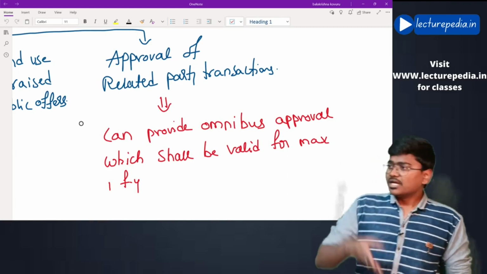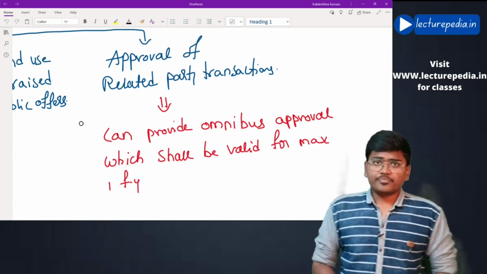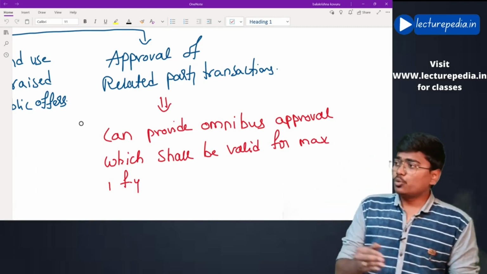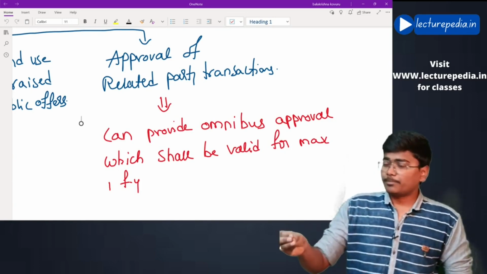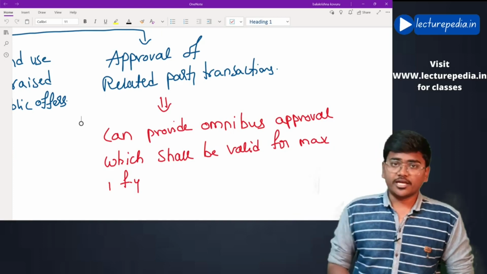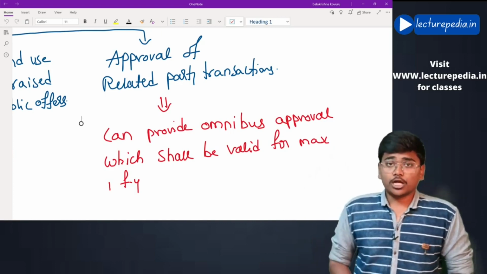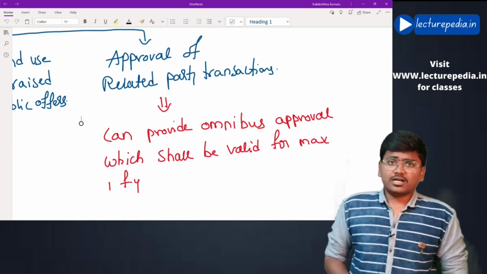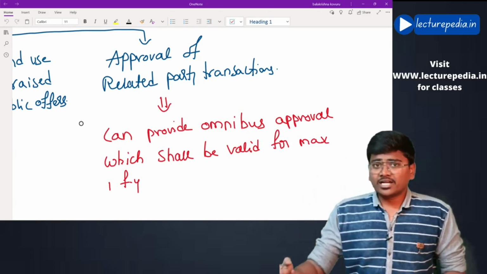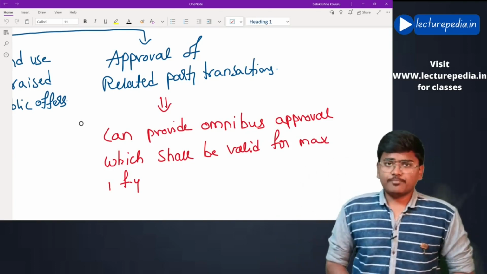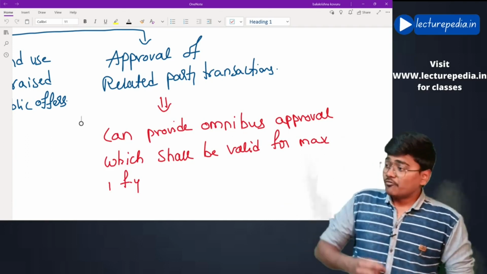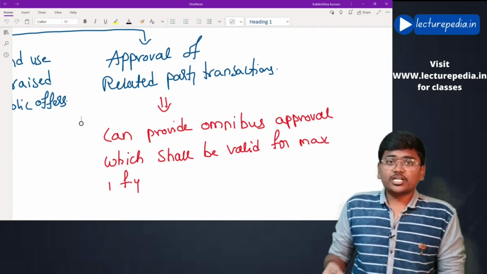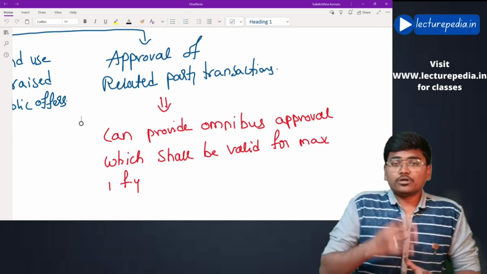That means in a particular year, the company might enter into various related party transactions. Let's say there is one particular person, Mr. A, who is a related party of the company. It is common that the company will be entering into related party transactions with Mr. A at least 4 to 5 times in a month. That means for every transaction it need not take the approval of the audit committee.